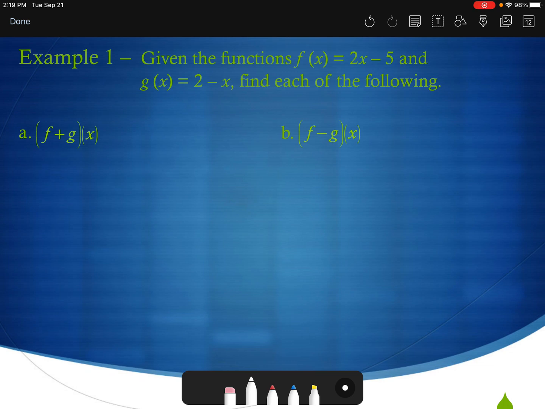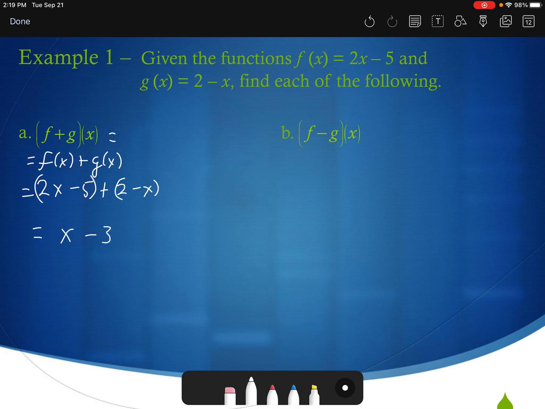So if we are given two functions, 2x minus 5 and 2 minus x, let's add them. First one's add them. So we're going to take f of x plus g of x, which gives us 2x minus 5 plus 2 minus x. Now I'm going to go ahead and put them in parentheses so we know that that's f of x and g of x. And now you just combine them, x minus 3. So if we combine those two functions, we get x minus 3.